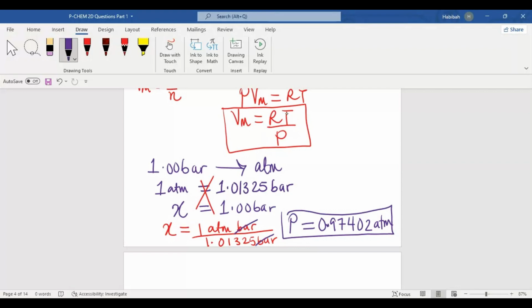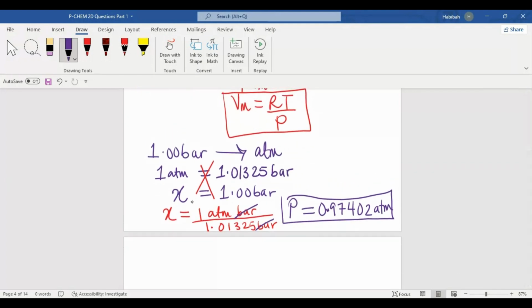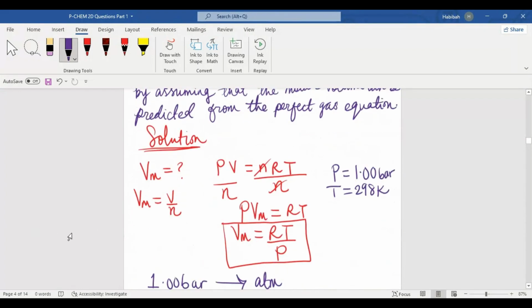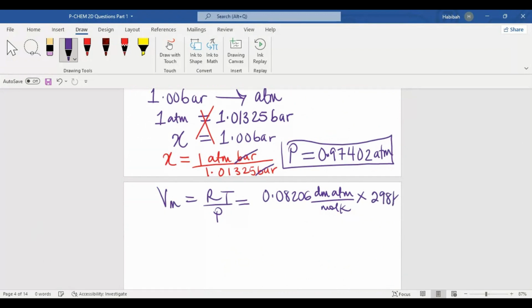We have our temperature. We know the gas constant that we're using. We can simply substitute. So Vm is equal to RT divided by P. That would be 0.08206 dm³ atmosphere divided by mole kelvin, times the temperature. Looking back at our question, temperature is 298 kelvins, divided by the pressure, which is 0.97402 atmospheres. Of course, we cancel atmosphere and we cancel kelvin.